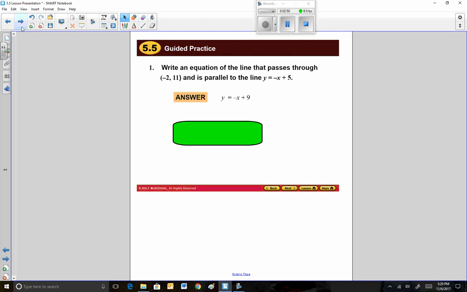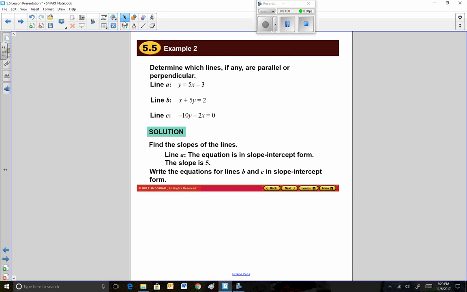All right, let's take a look at another type of problem. What happens if they ask you to determine which lines, if any, are parallel or perpendicular? Well, parallel lines, you recall, have the exact same slope as each other. Perpendicular lines will have the negative reciprocal. All right, let's take a look. Line A, our slope is 5. It's right there, it's obvious.